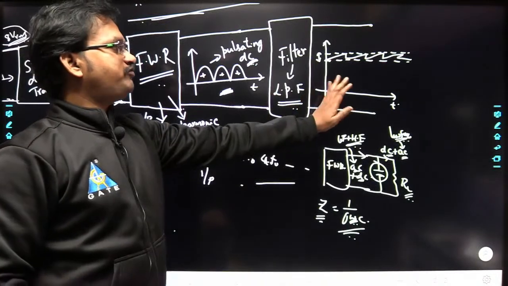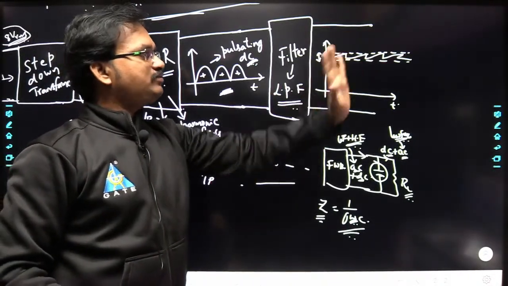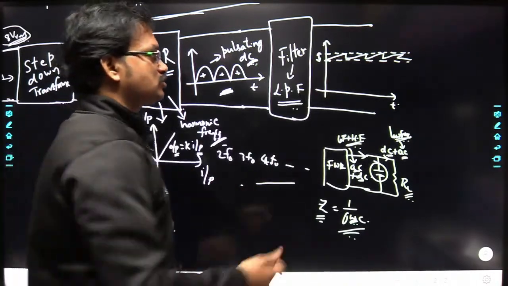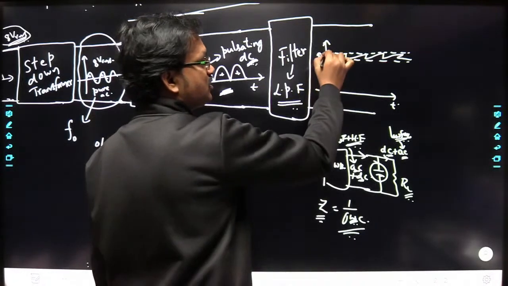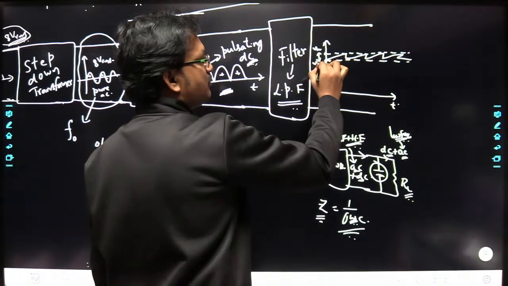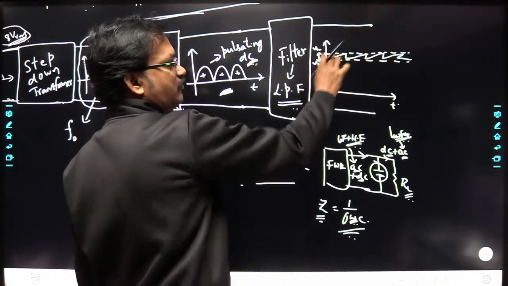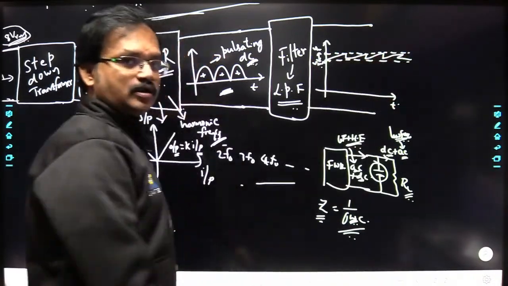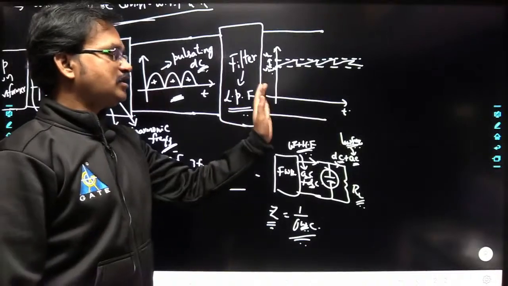So the output of the filter is not a pure DC. Still it has some ripple. The voltage fluctuation is still present. Let us say this is V maximum and this is V minimum. The voltage is still fluctuating between V maximum and V minimum like this. So you have the variations at the output of the filter.